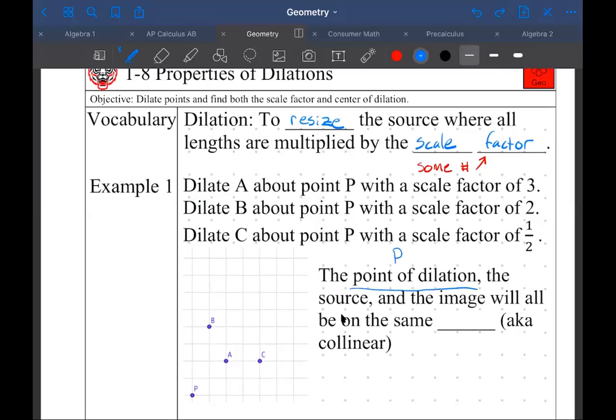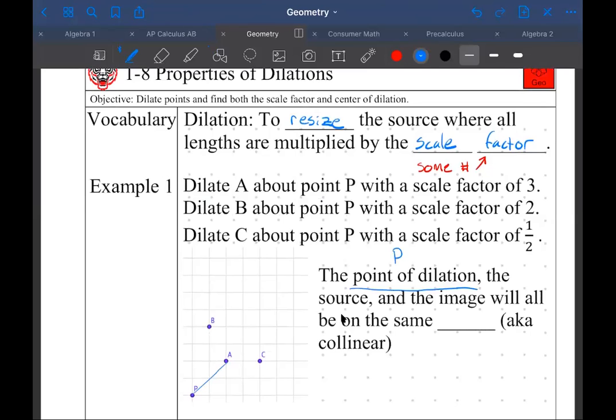If you have a ruler, it will help for this. If you want to go grab one now, but you don't need one, you can always sketch it. It's not that hard to make a straight line. So dilate A about point P with a scale factor of 3. What was the original length between A and P? I'm going to do this one in blue. I'll do each of them in a different color. So this length right here between A and P, what was that original length? You can count right and then up, or you can count the diagonal squares.